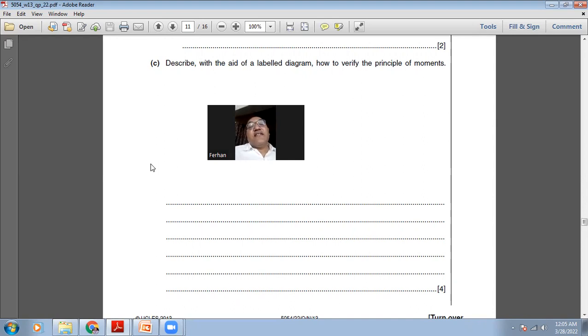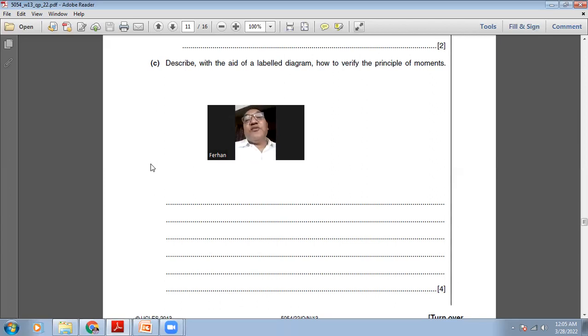You will observe that their product is the same. The weight 1, for example, if you have hung it on the left side of the pivot, is trying to produce an anti-clockwise turning effect or moment. And if you have hung the weight 2 on the right side of the pivot, then the weight 2 is trying to produce a clockwise moment or turning effect. So you will observe that the clockwise moment and the anti-clockwise moment are equal to each other.